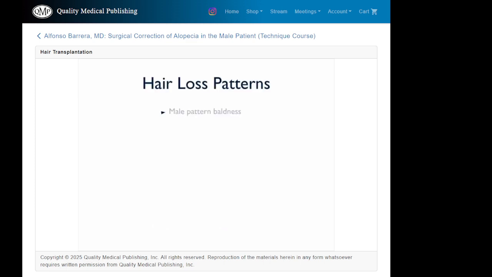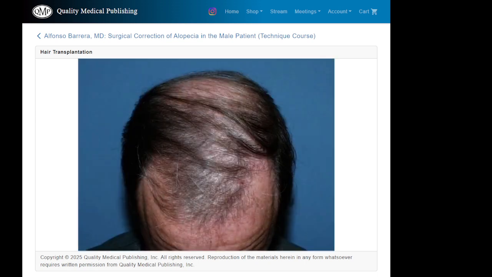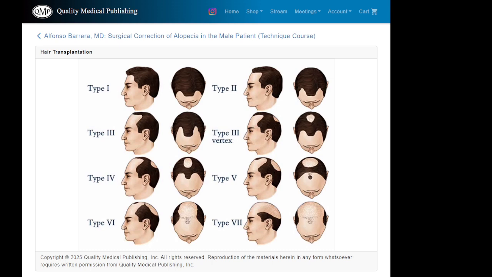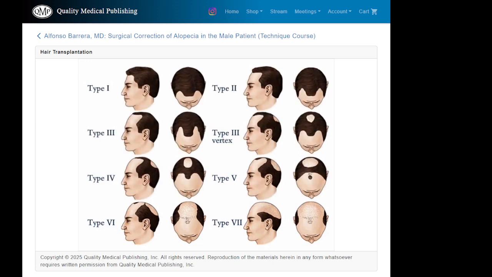The most common types of hair loss include male pattern baldness, female androgenic alopecia, post-surgical alopecia, post-traumatic alopecia, and congenital hair loss. Male pattern baldness is the most common type of hair loss. The genetic information for hair growth is located at the hair follicle level. Men who carry the gene for male pattern baldness will end up with a variety of hair loss patterns, including hair loss only at the front hairline, hair loss only at the crown, or hair loss across the entire top of the head. The balding areas have different genetic programming than areas of the scalp that do not lose hair.